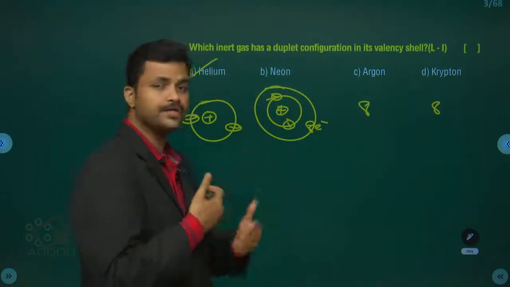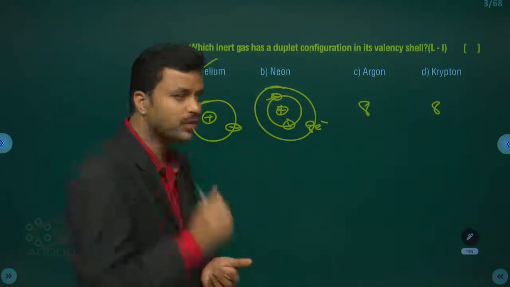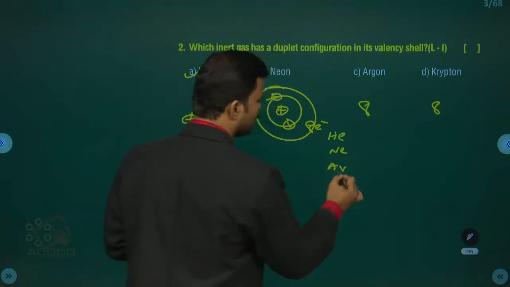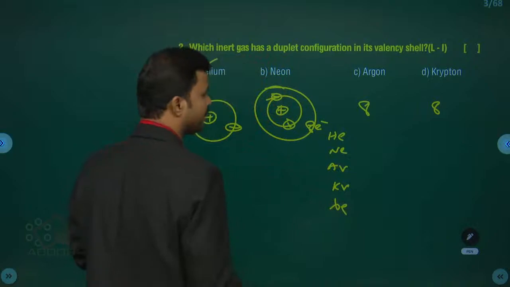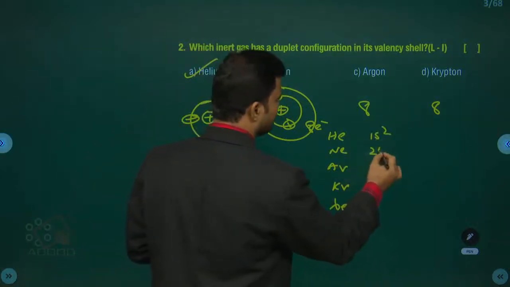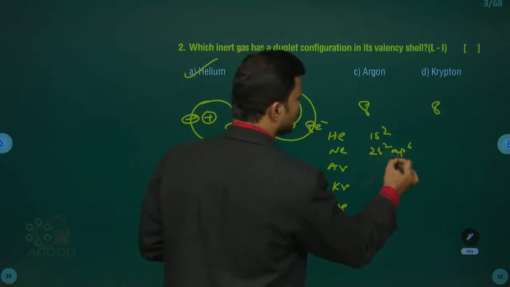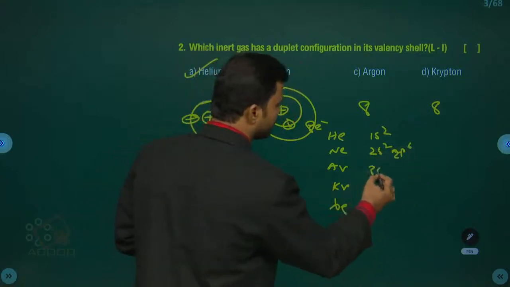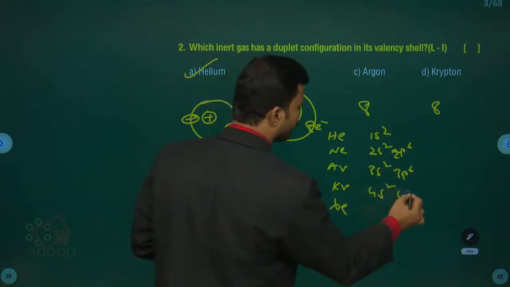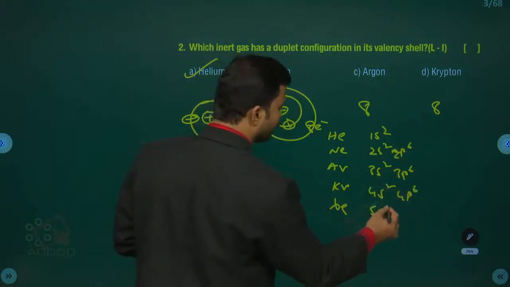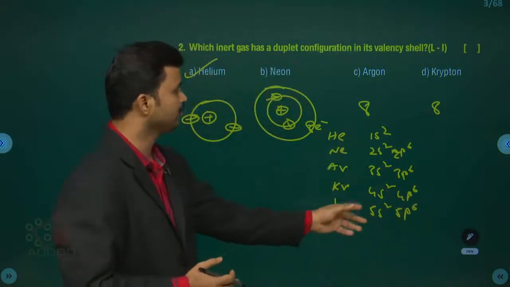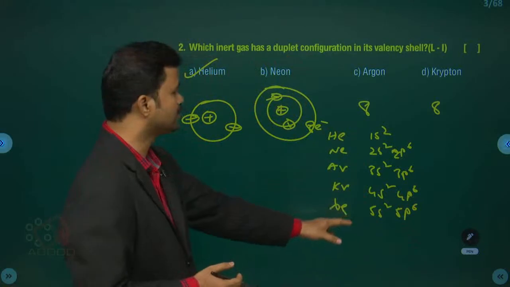Let us write all the elements and their electronic configurations once. Helium 1s2, neon last orbit ns2 np6, that is 2s2 2p6, argon third period 3s2 3p6, krypton 4s2 4p6, xenon 5s2 5p6. This is the last orbit electronic configuration. In the last orbit there are 8 electrons, correct?